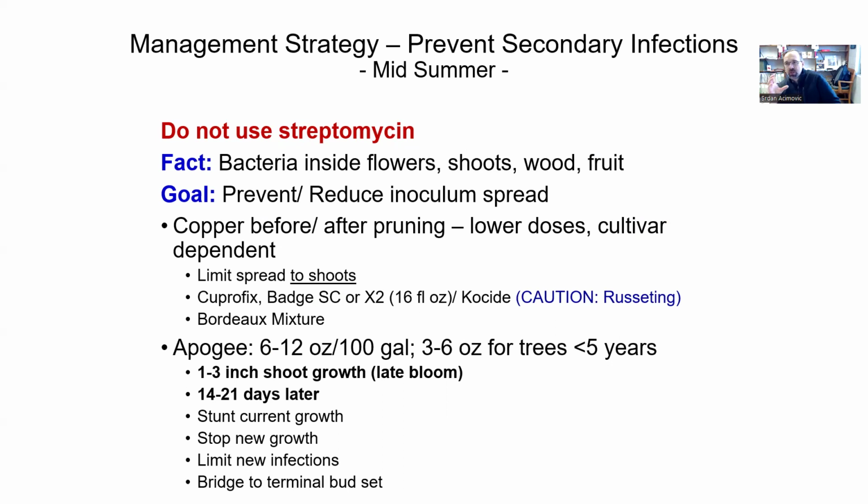That's going to help you stunt the shoot growth and slow down the pathogen movement through the shoot. And it's going to limit the new infections and make the shoots more resistant because it thickens the cell walls, preventing the bacterium from infecting. In general, what you're trying to do with Apogee is bridge the time until you get the terminal bud set of the shoot. When the terminal bud set occurs, the shoot susceptibility to fire blight goes rapidly down.